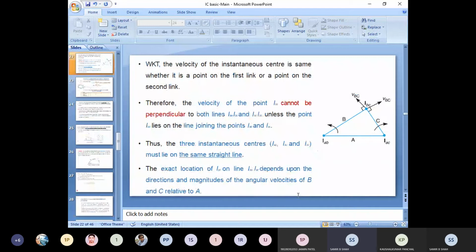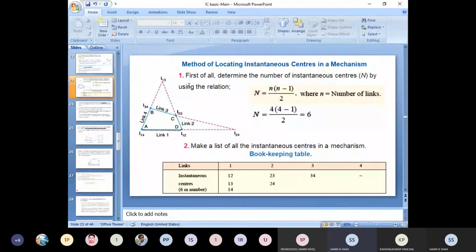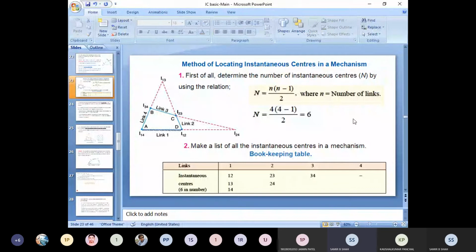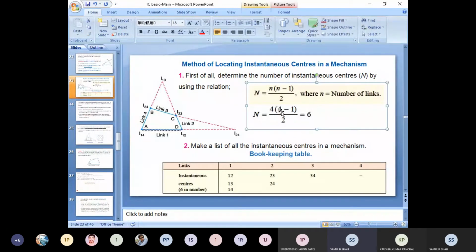Now, there are some steps. We have to follow the steps strictly. Initially, when we start the example, at that time we find how many links are there. So based on that, we create capital N. After that, we have to draw, or we have to accommodate, all the I centers on the figure.